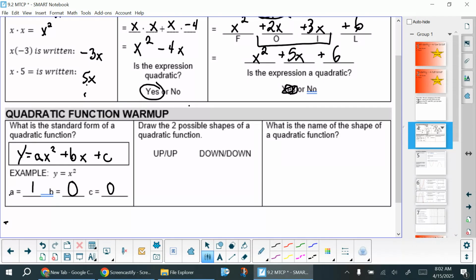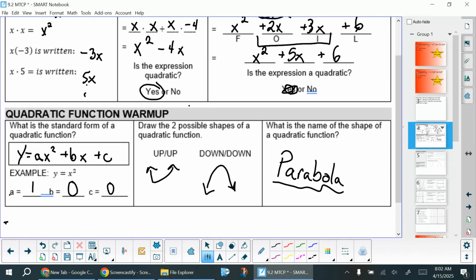Second chunk here, 2 possible shapes of a quadratic function: an up-up parabola looks like that, and a down-down is going to look like that. And I already said the word, but for a quadratic function, the shape of the graph is a parabola. You can practice saying that word, parabola. We're going to practice saying that because we have to be able to speak that math language.